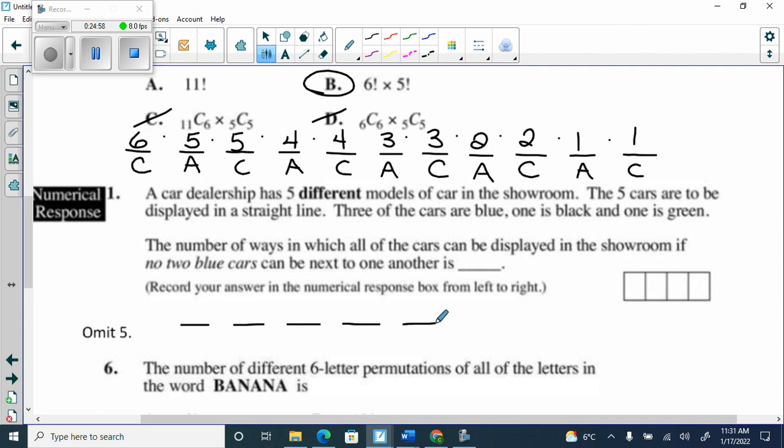Anyways, there are 5 cars displayed in a row. 3 are blue, 1 is black, 1 is green. Now, if they were the same model, I'd have to go 3 factorial on the bottom. Now, it says the number of ways in which all the cars can be displayed in the showroom if no 2 blue cars can be together next to one another. So we'd have to go blue, blue, blue, right? It'd be like the up. So we go 3, 2, 1, and then 2, 1.